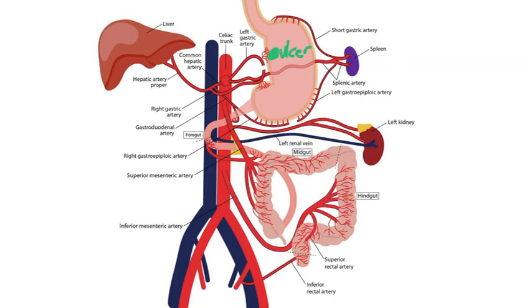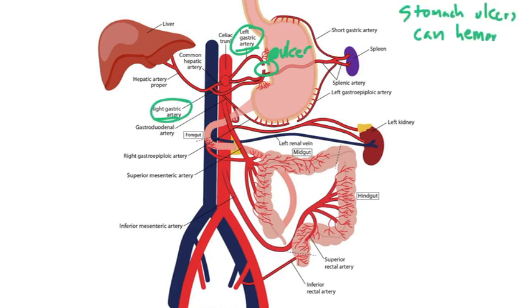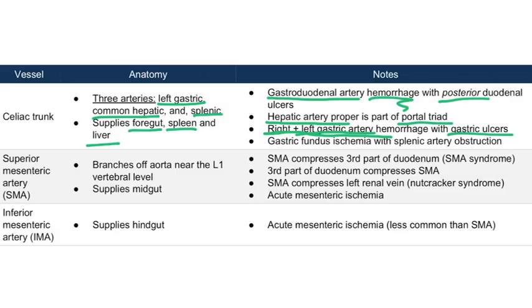And what arteries supply the lesser curvature? The left gastric artery and the right gastric artery, which is a branch of the common hepatic artery. Now, both gastric arteries form an anastomosis right here to supply blood to the entire lesser curvature. If there is an ulcer on this lesser curvature and it perforates, hemorrhage to one or both of these arteries, the left or right gastric artery, can occur. So again, stomach ulcers can hemorrhage the left and right gastric artery. Now, this last item regarding the gastric fundus we will approach in a moment.